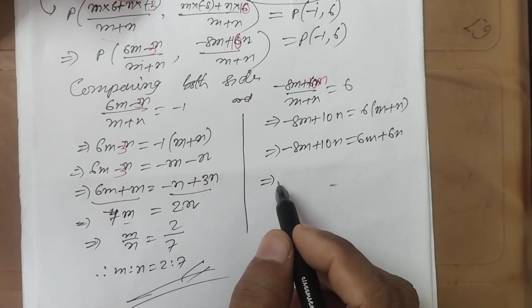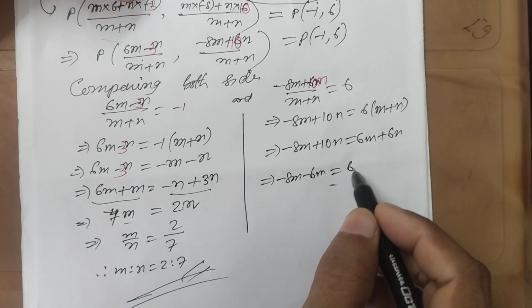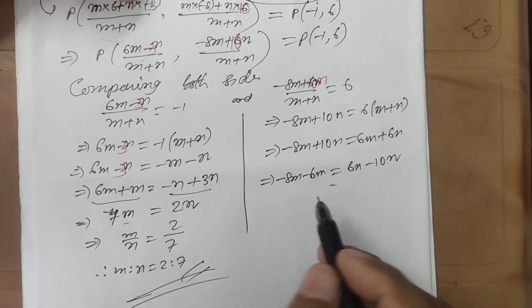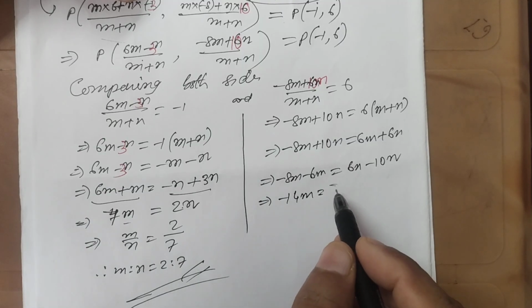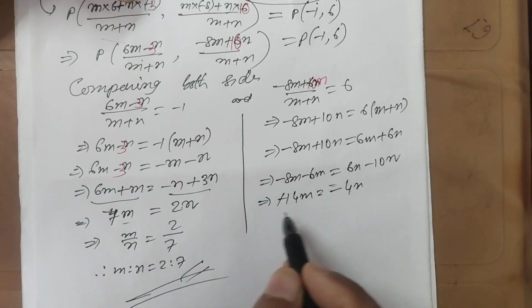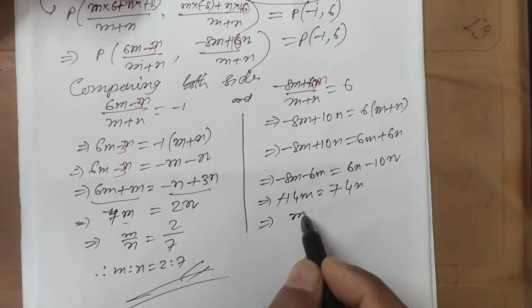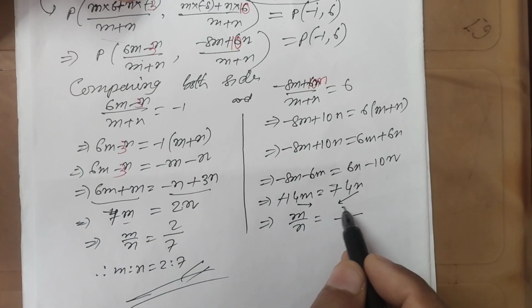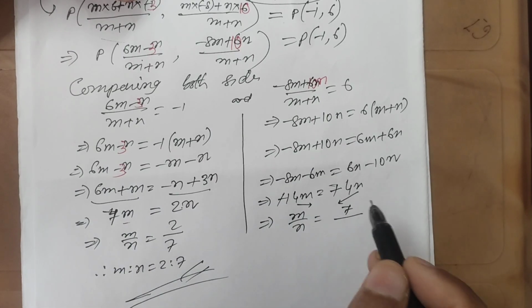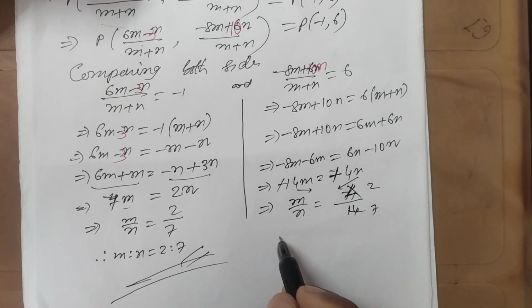Again, we have to take m on one side and n on the other side. So -8m minus 6m is equal to 6n minus 10n. M on one side, n on the other. And -14m is equal to -4n. Minus on both sides cancels, and we can cancel by 2 also. Again, m by n, this 14 will go this side, it will be 4 by 14. 4 by 14 means 2 by 7. I think it is correct, getting the same below.